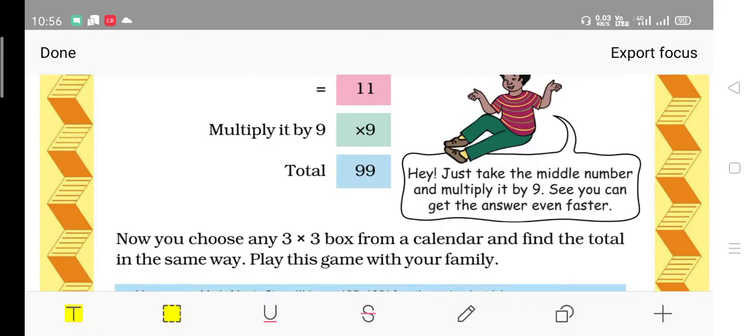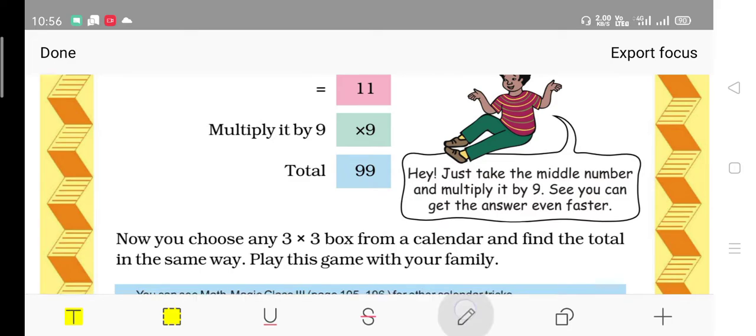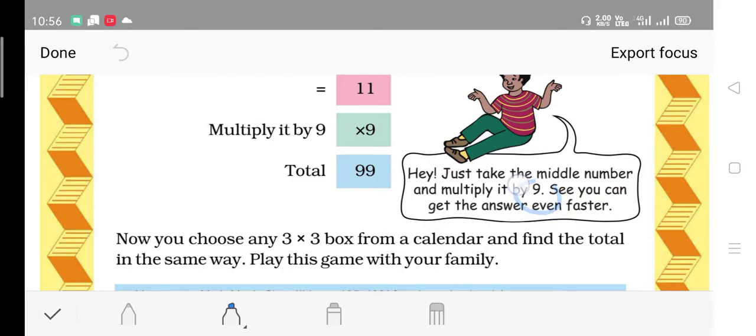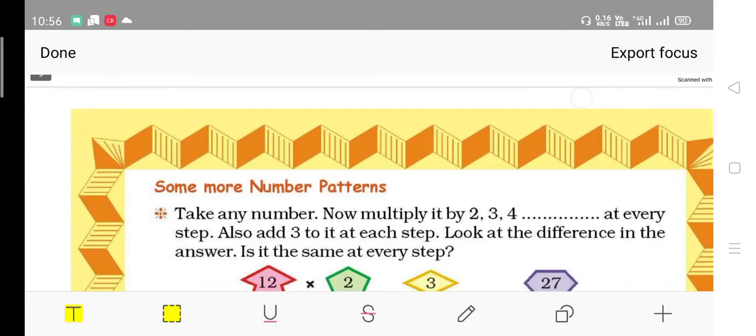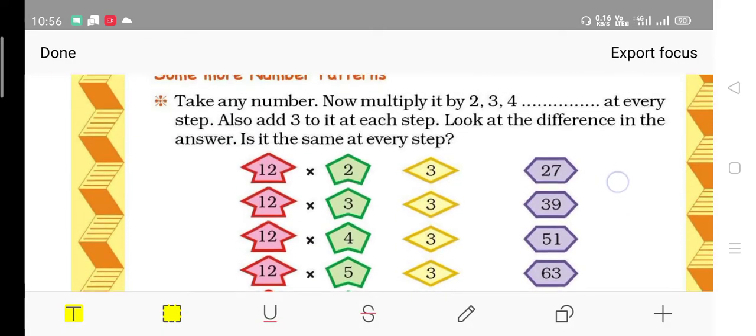Now there is one more shortcut. You make any magic square in the calendar and take just the center number, whatever it will be. You have to just multiply it by 9. Whatever answer comes, that answer will be the total of all the numbers present in that square. So this is the shortcut. Okay, let's move ahead. We are going to go for the patterns now.